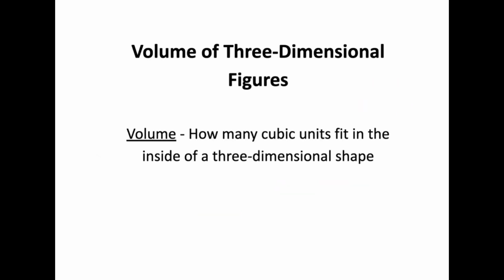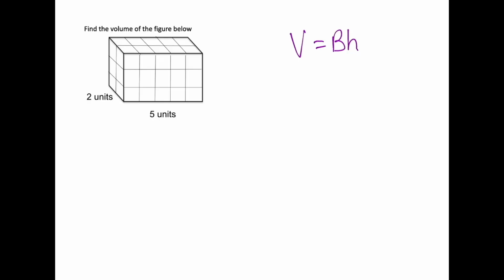In this video, we're going to find the volume of 3-dimensional figures. Volume is how many cubic units fit in the inside of a 3-dimensional shape. We're going to start by finding the volume of a rectangular prism. When you find the volume of a prism, the volume is capital B times H. Capital B is the area of the base, and H is the height.